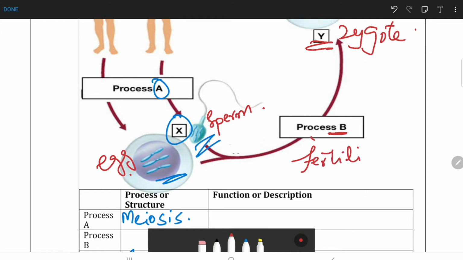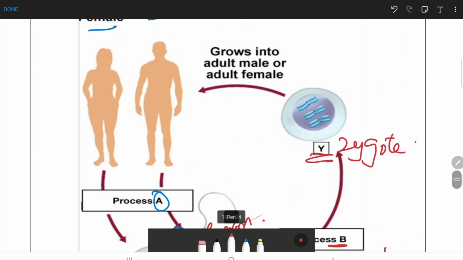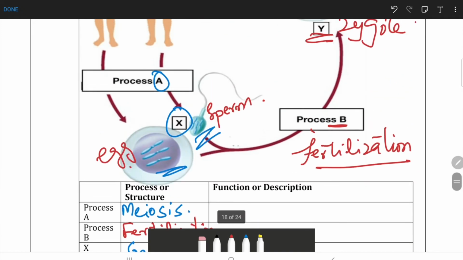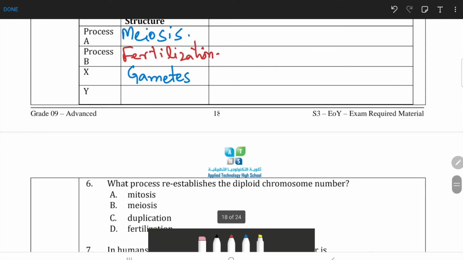So you have to identify that when these gametes join together, they undergo a process of fertilization, and they result in the formation of a zygote. This zygote divides and redivides by the help of mitosis, keeps going throughout their lifespan, and results in the production of an adult male or adult female. So we can easily say over here that process B is fertilization, and Y is a zygote.